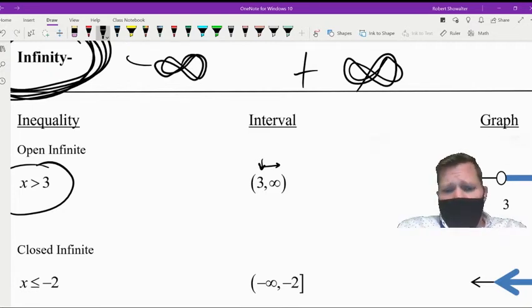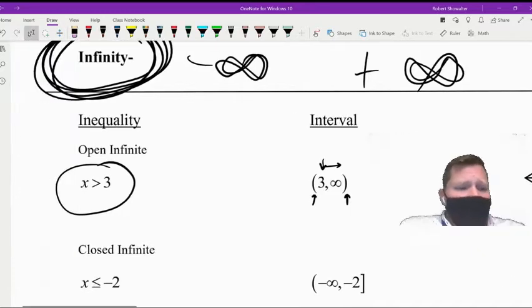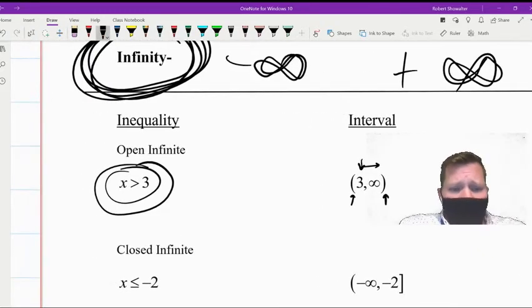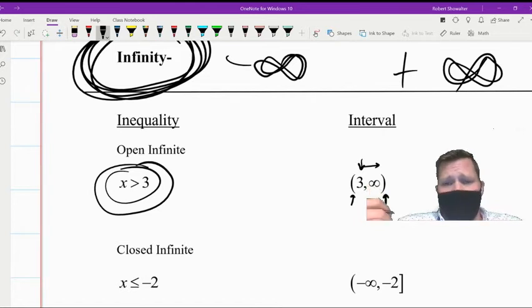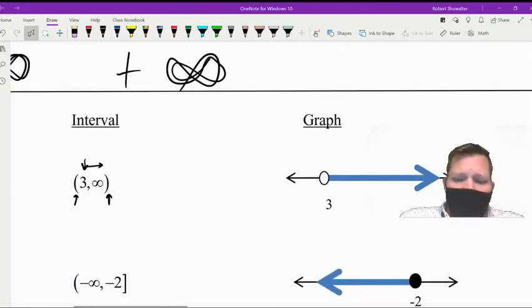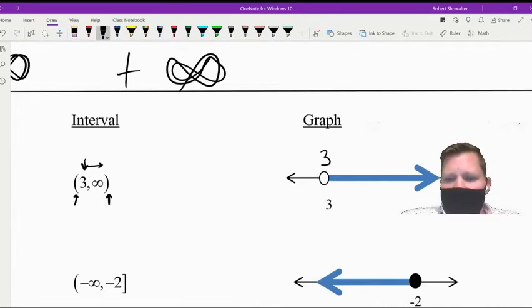We have to also notice that it's parentheses here because in the inequality itself, it doesn't have the equal sign. And we never put a closed bracket on infinity because we can't ever reach it. So we never get to infinity, so we always put a parenthesis. So when we look at the graph here, those two are represented by the same graph, meaning we go from 3 all the way up to infinity, but we never get to 3.